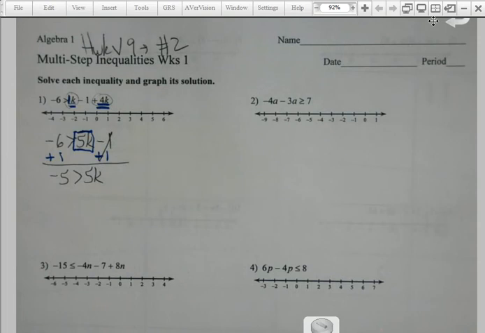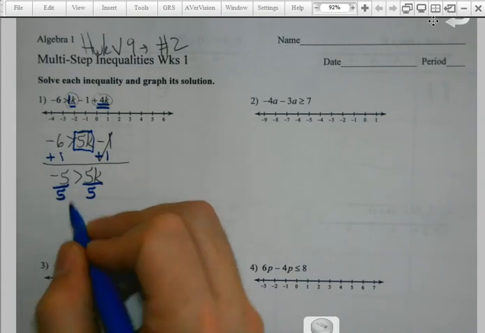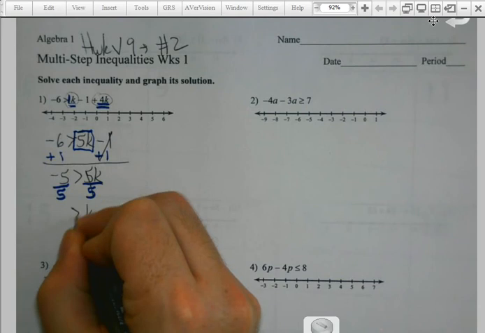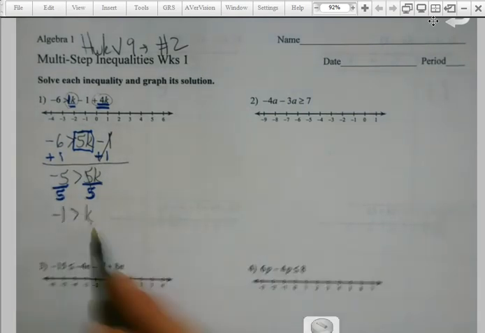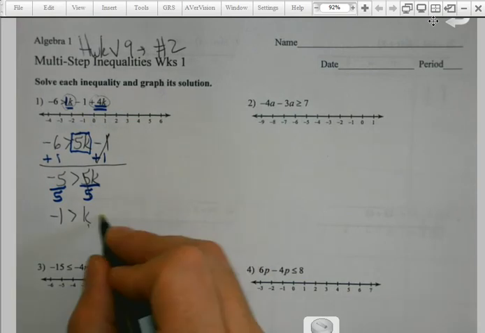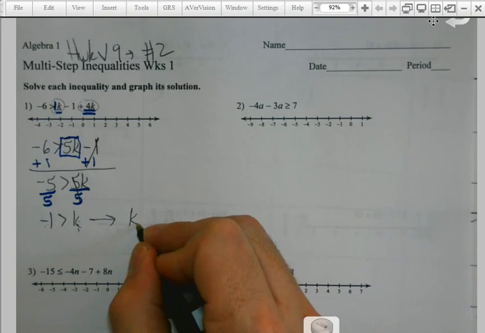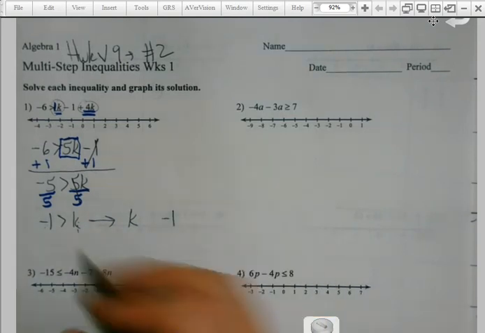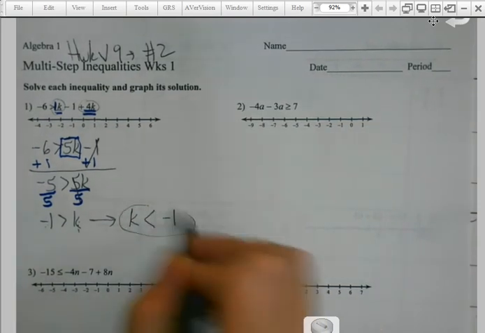What's my last step going to be? Divide. Now, here's one thing I want you to do, and watch this carefully. I don't like having my variable on the right side. That's not a good thing necessarily. So here's what we're going to do. I'm going to switch where these are at. I'm going to put the k on the left and the negative 1 on the right. But in order to do that, I got to flip the arrow. So this is what I want to graph.